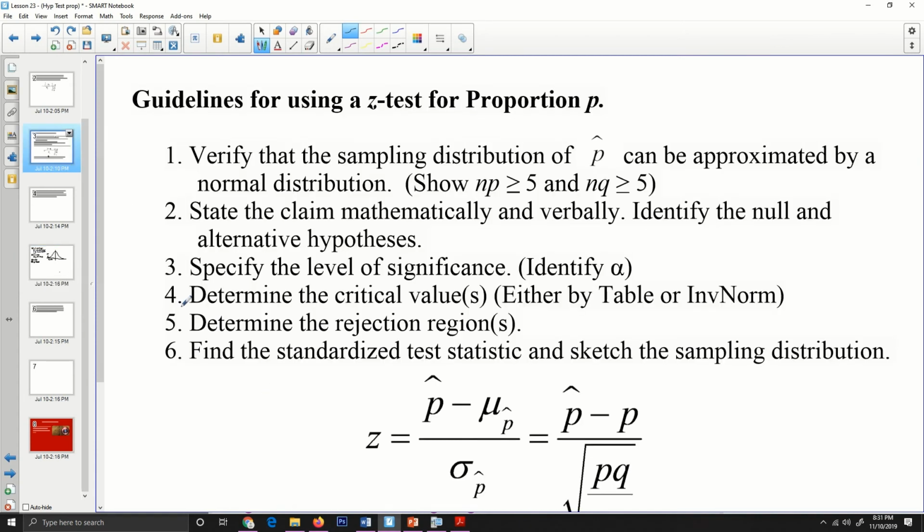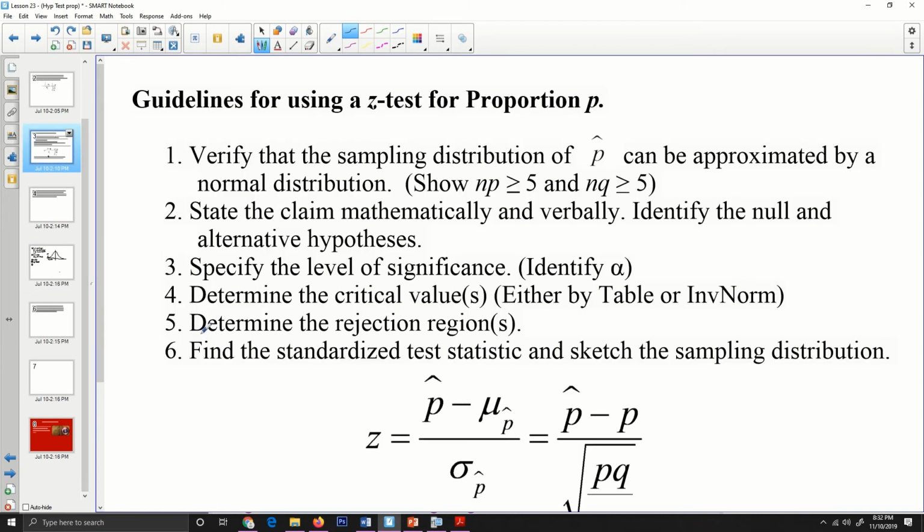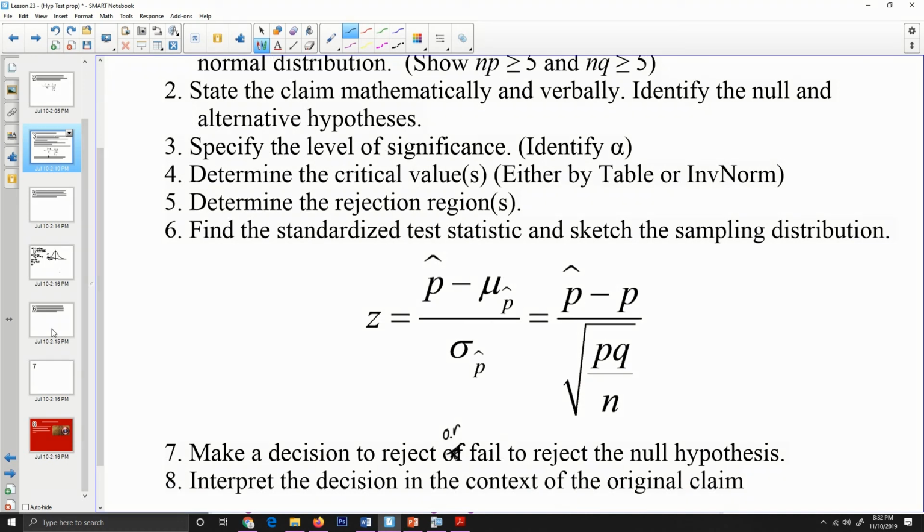Number 5, determine the rejection region. Our rejection region for this particular instance will be anything that's going to be less than this value right here. And so anything that's less than negative 2.3263. Number 6 says that we need to find the standard test statistic, and we need to use that equation. So let's go ahead and do that.